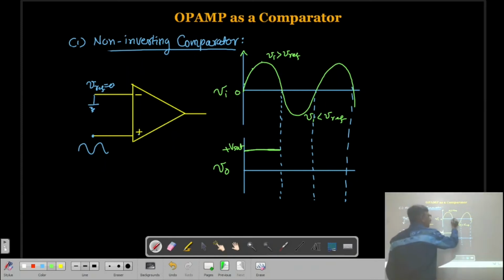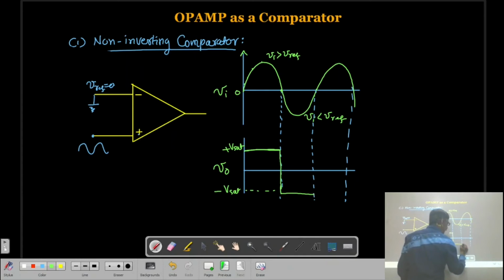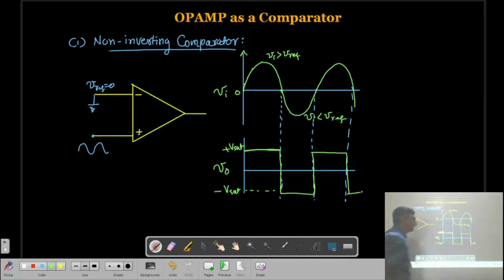And here the zero point is there, zero voltage, where the transition will take place. Now for all these values, the input voltage is negative, so the output will also go to the minus V saturation. Again the zero occurs here, so the output is changing from 0 to 1, and here you will have this kind of waveform. So you can see the sine wave is converted into a square wave.